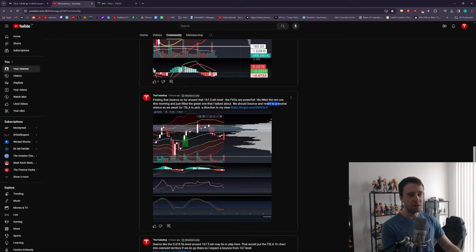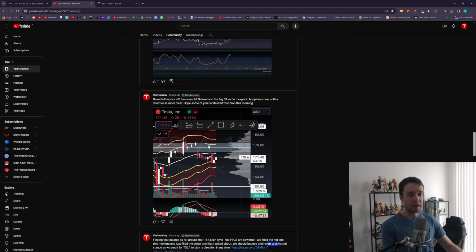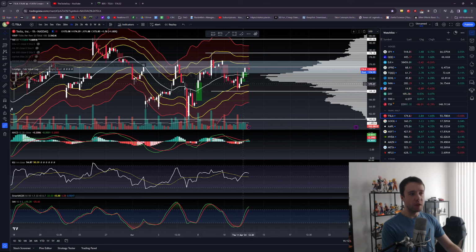And we bounced and reverted to a neutral stance as we wait to pick a direction, right? And then we got that bounce beautifully right there, right? Because we started entering that oversold territory on the 1 hour chart. So that's another indication that it could be a bounce.